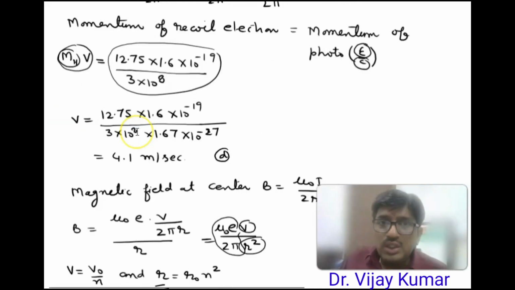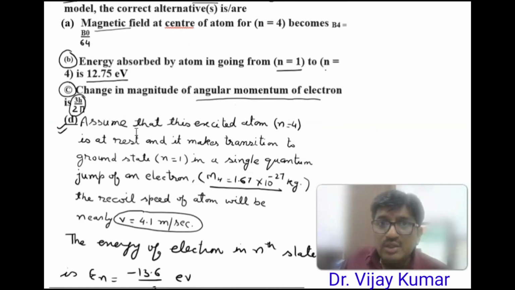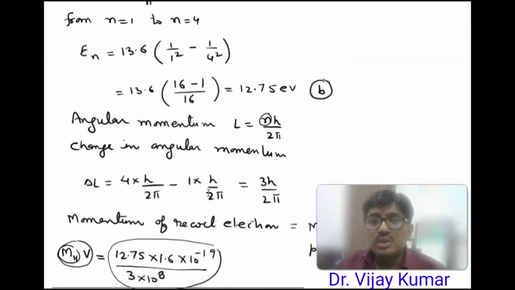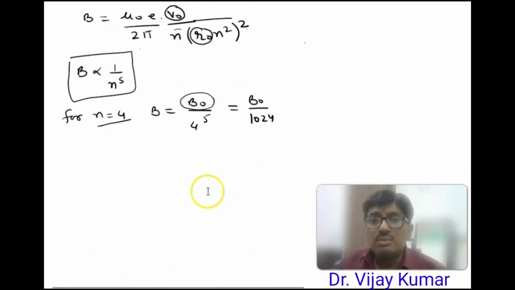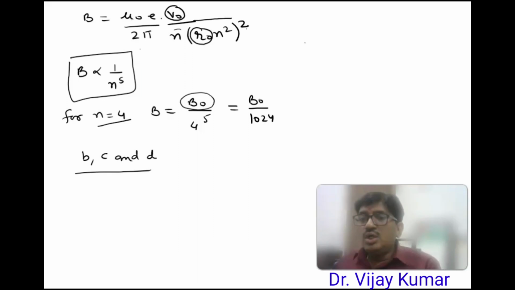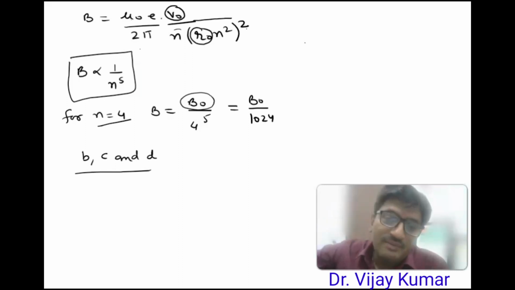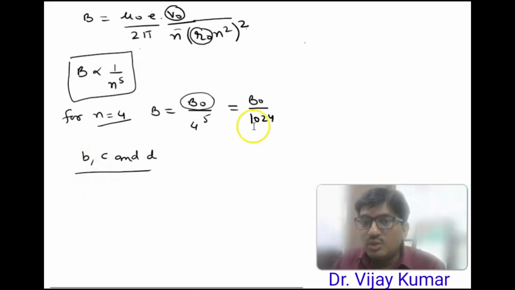And in answer A, it is given that B4 is equal to B naught upon 64. So answer A is not the correct answer. In this question, answer A is not correct, but B, C and D are the correct answers. Dear students, in another problem we will meet again with problems like this which have more than one correct answer, and these are very good problems.